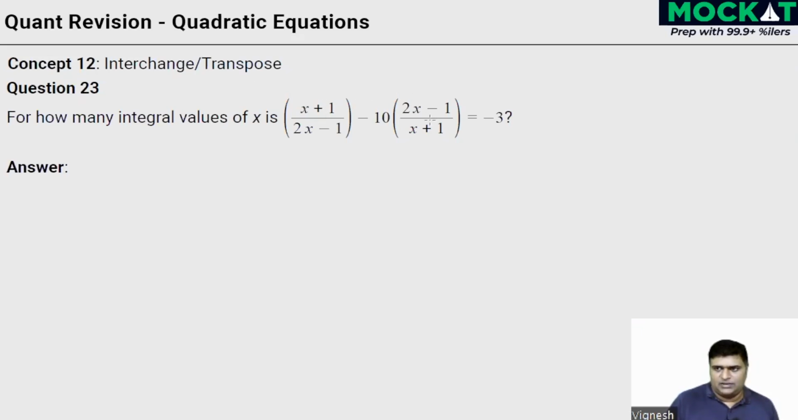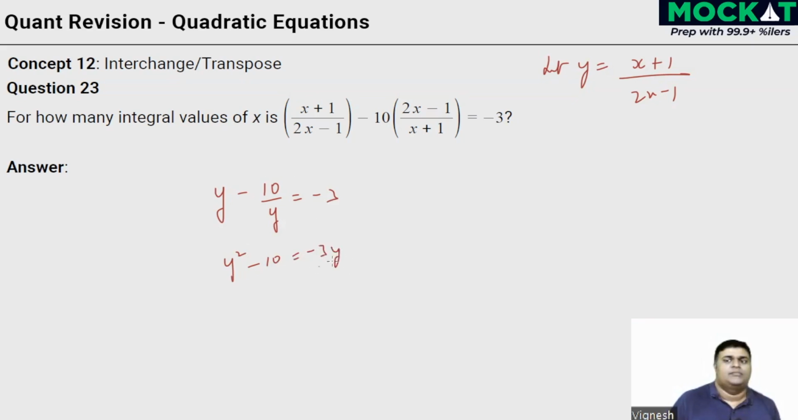One is the reciprocal of the other. So therefore, let y be equal to x plus 1 divided by 2x minus 1. Then this is nothing but y minus 10 times 1 by y, the reciprocal. 10 times 1 by y is 10 by y, equals minus 3. Then we're getting y square minus 10 divided by y. Put the y there and you get minus 3y. Bring it here, you get y square plus 3y minus 10 equals 0. y plus 5 into y minus 2 equals 0. So y over here can be 2 or minus 5.